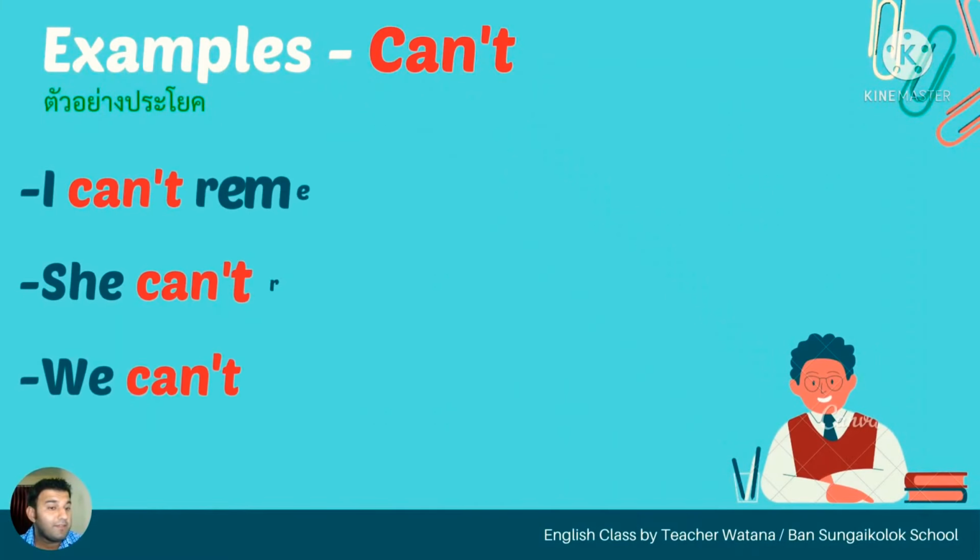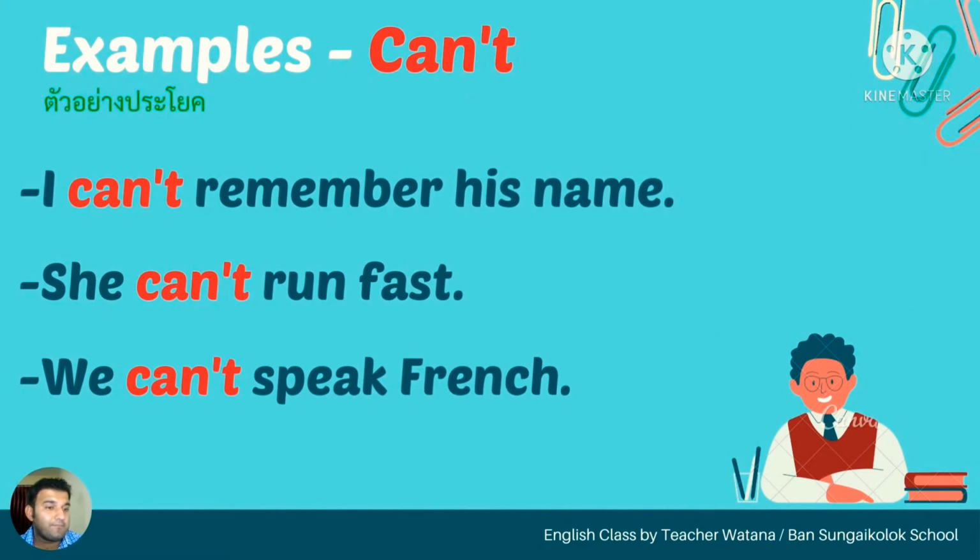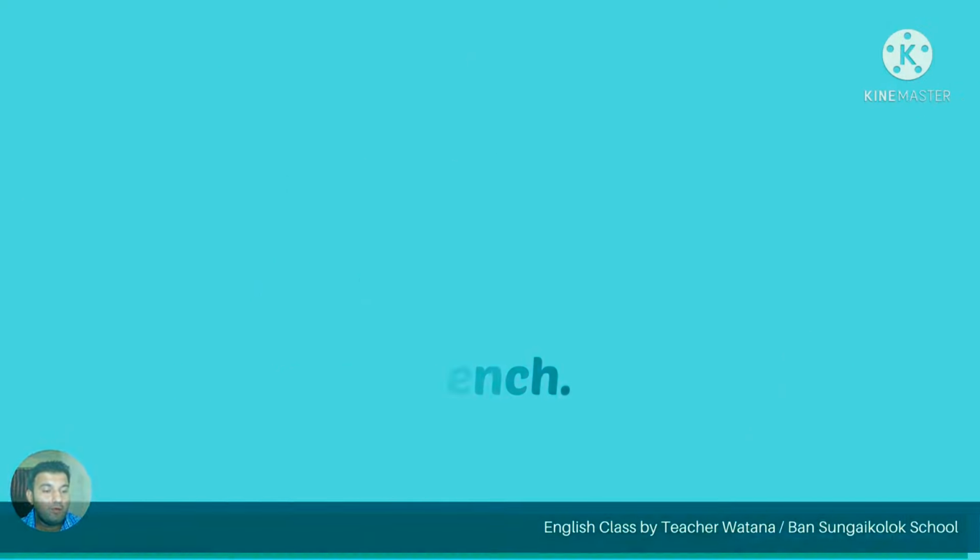Let me show you another example of how to use can't. I can't remember his name. She can't run fast. We can't speak French. All these actions are talking about the present time, even though they're in negative form.